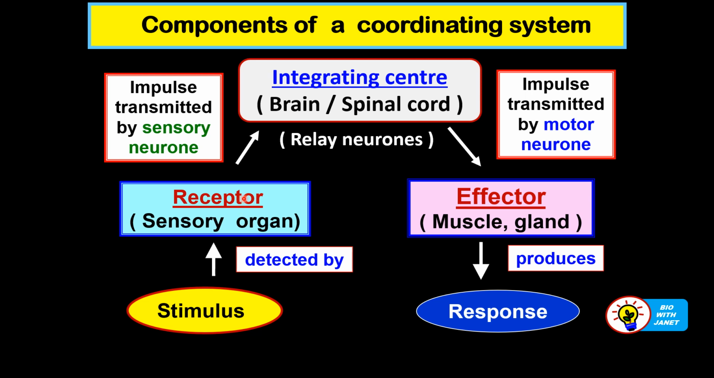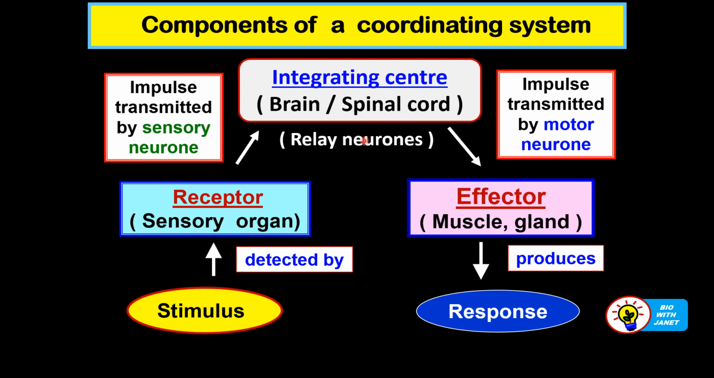All right. So when a receptor detects a stimulus, it is stimulated and it will trigger the production of a nerve impulse in the receptor. So this receptor produces the nerve impulse, which is transmitted by the sensory neuron to the control center or integrating center called the brain or the spinal cord, right? So this is the central nervous system.